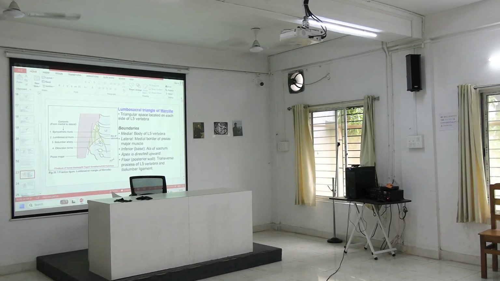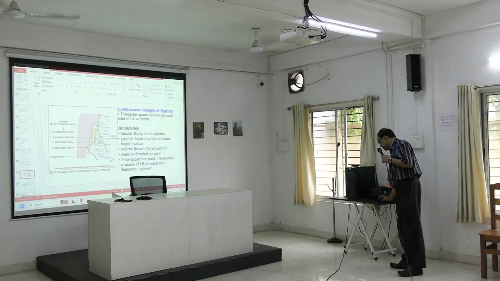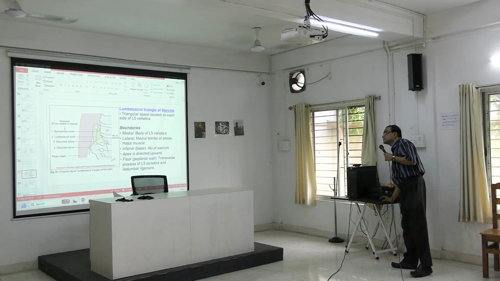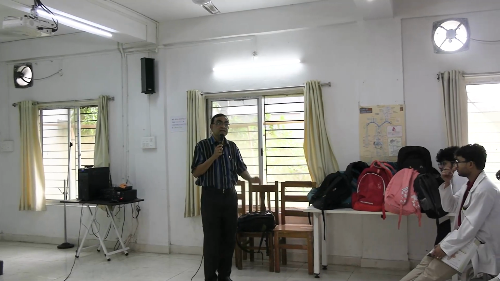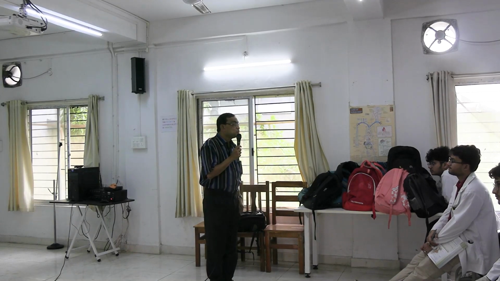OILS means, O means obturator nerve, I means iliolumbar artery, L lumbosacral trunk, and most medially is the sympathetic chain or sympathetic trunk. So O, I, L, S. So that is the OILS structure. So when we retract the medial border of the psoas major muscle, we can see the OILS structure.